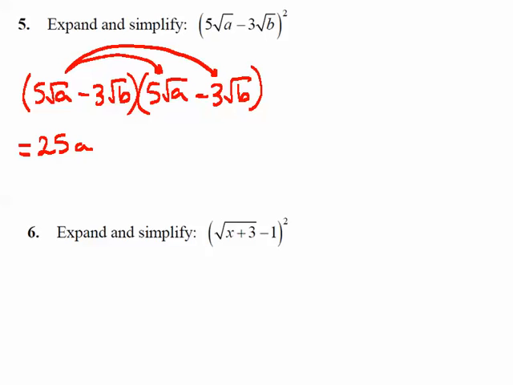Outside terms, 5 and -3 make -15. The a and the b are different. They're not the same, so it'd just be a square root of ab, both of them underneath the radical. And then in the middle, I got -3 and 5 make -15. Again, a and the b are different, so it'd be just ab.